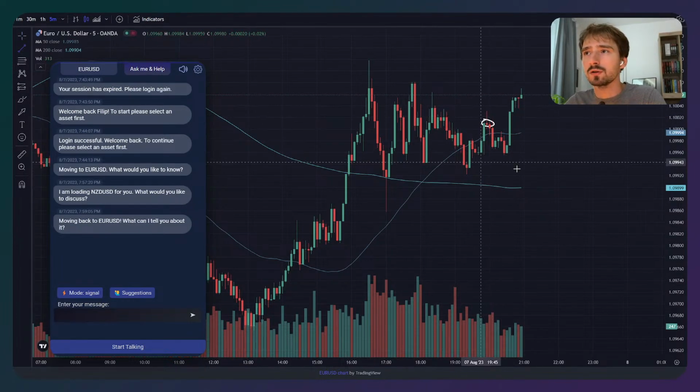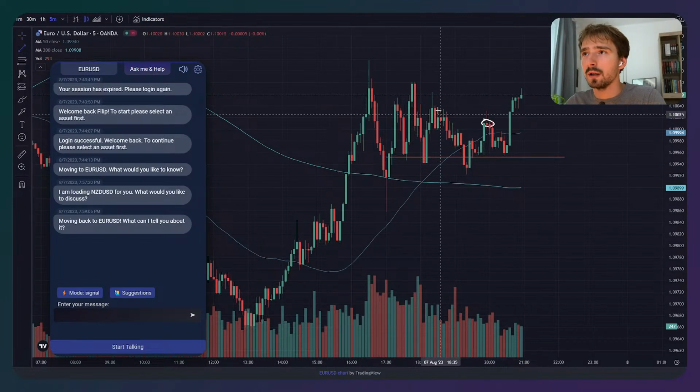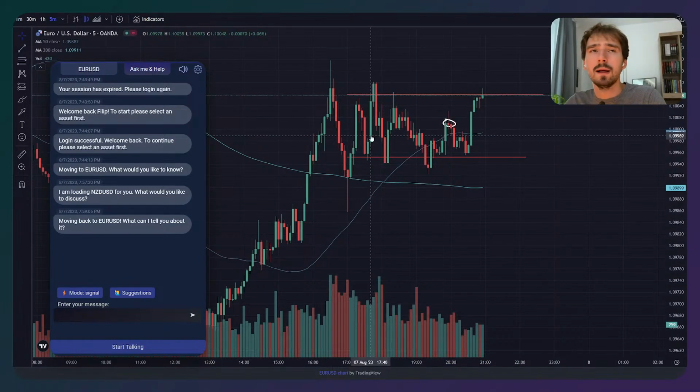However, it also gave me the limits. It gave me a stop loss, which was around here, just a little bit below those candles, and a take profit, I do believe somewhere around here. I was like, okay, you know what?